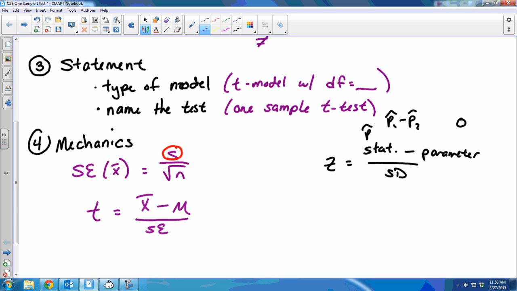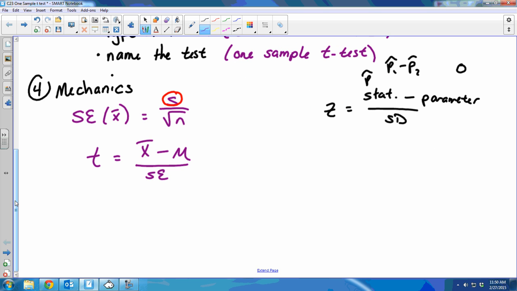Again, that stuff is on the yellow sheet. It's in words. It just says standardized test statistic, and it says statistic minus parameter divided by the standard deviation of the statistic. So that's your job. If it's z, then your statistic and parameter should be proportion related. If it's t, your statistic and parameter should be mean related. Still the same process, though.